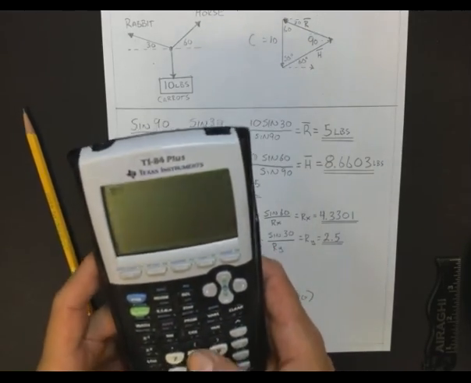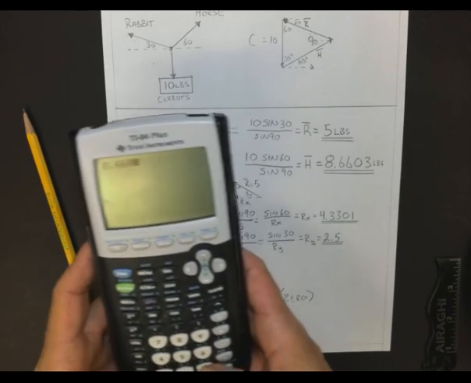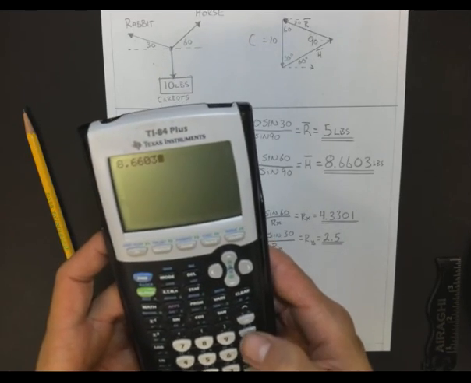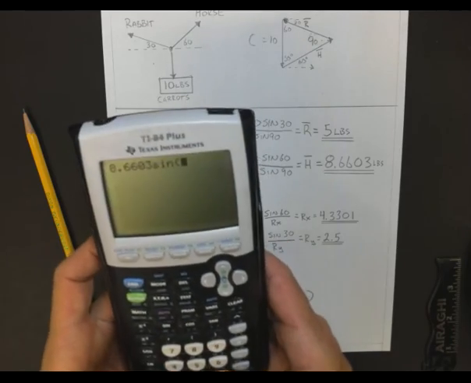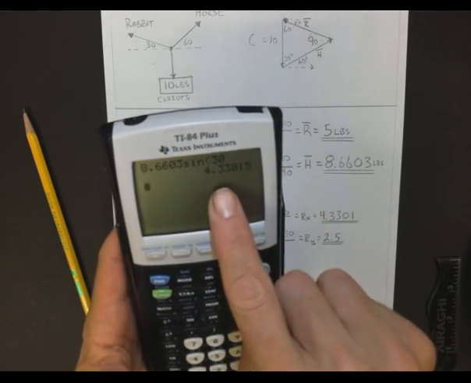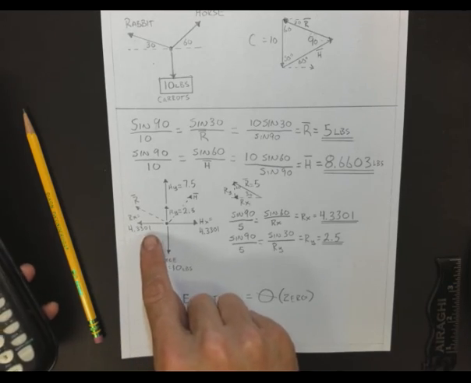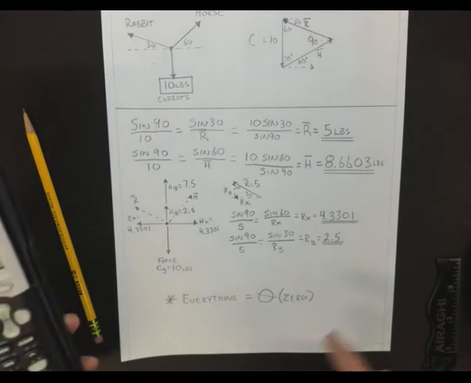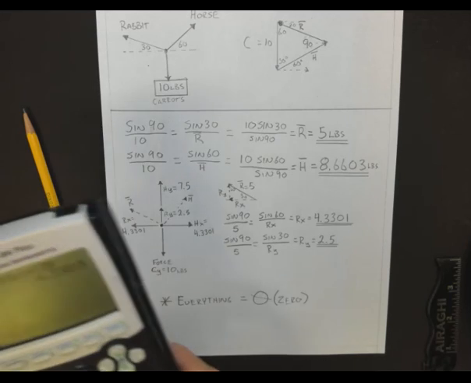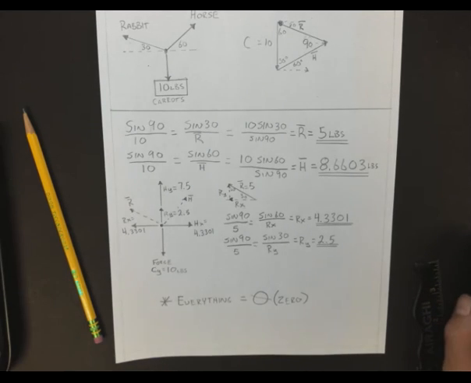And then 8.6603 times sine 30 is 4.3302, 4.3301. That's close enough because I rounded that number off. That's it, okay? That's all I have. I know that was a long video.